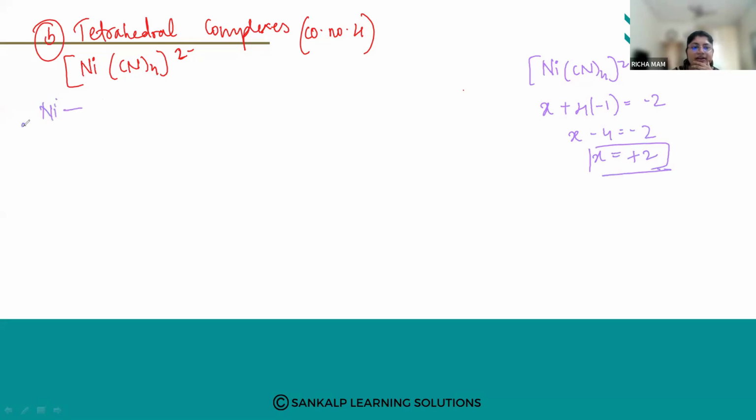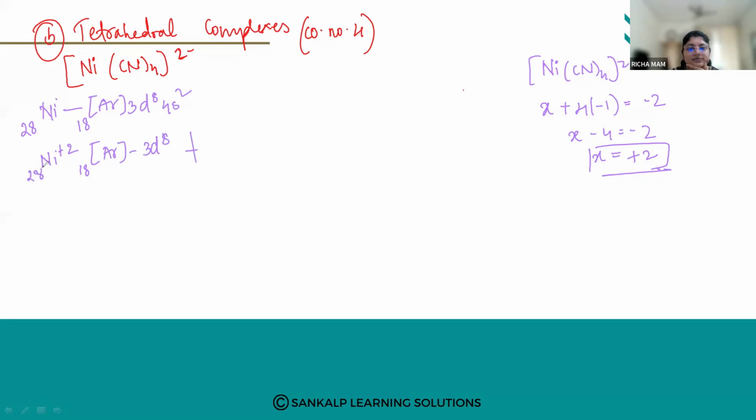So nickel, first we'll write, atomic number is 28. So argon 18, 3d8, 4s2. So 18, 19, 20, 28. Now when nickel shows plus 2 oxidation state, it is again argon 18 and 3d8.